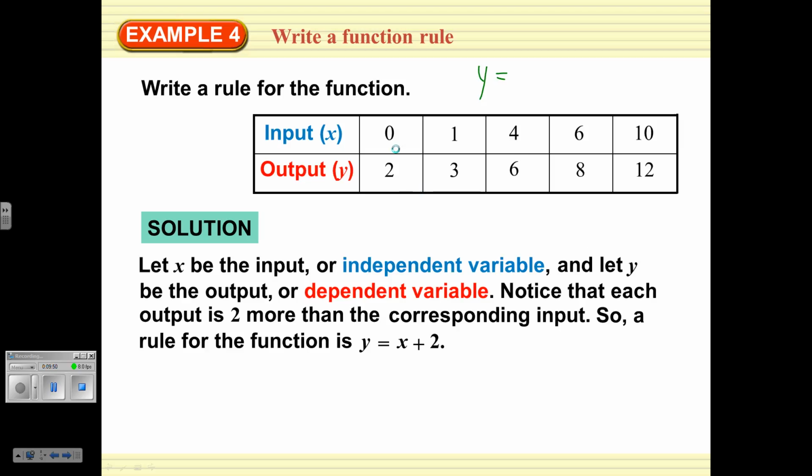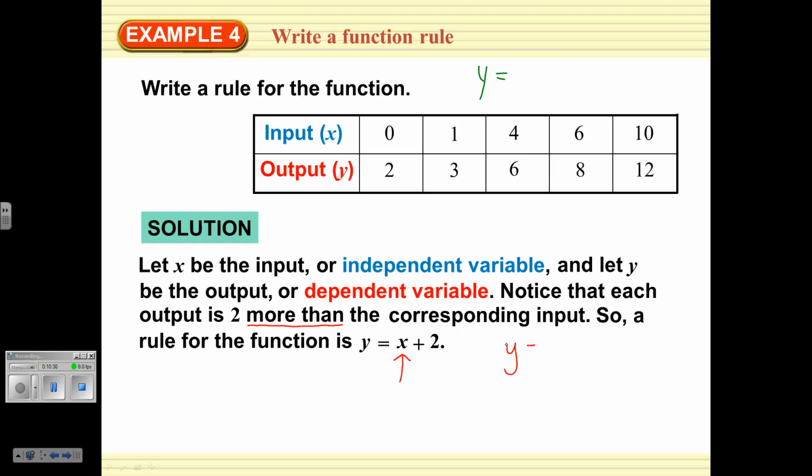So we notice when we look at some of the patterns, we want to look for patterns in those numbers. And we notice that our x and our y right here is 0, 2. And then here 1, 3, 4, 6, 6, 8, 10, 12. So we do notice that each output is 2 more than the corresponding input. Okay, and there we say that 2 more than, right there. That is some of those words we looked at earlier in the chapter when we were writing expressions and equations. 2 more than the corresponding input. So a rule for the function is y equals our input plus 2, or x plus 2.